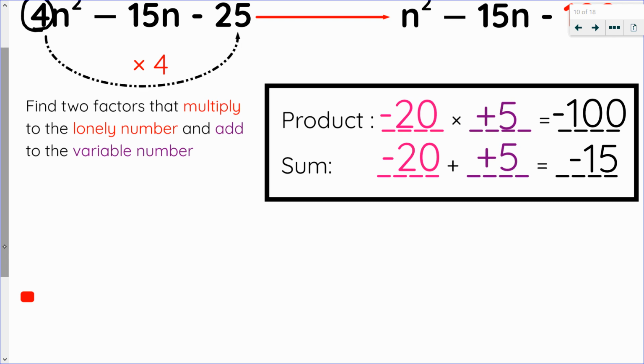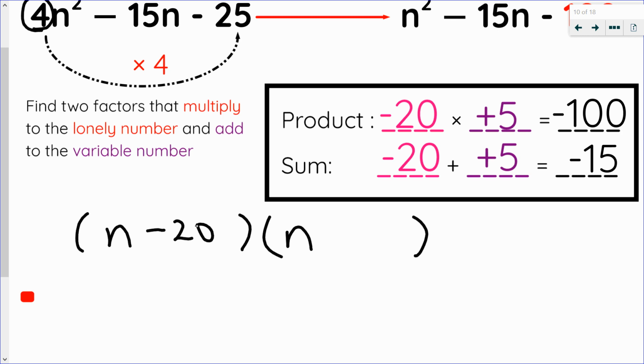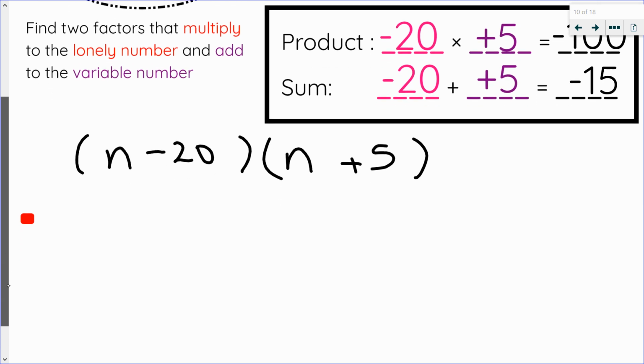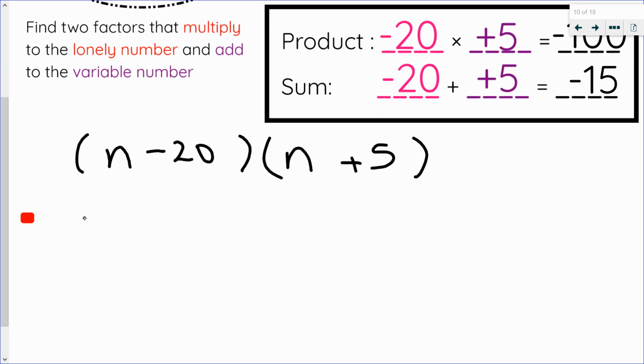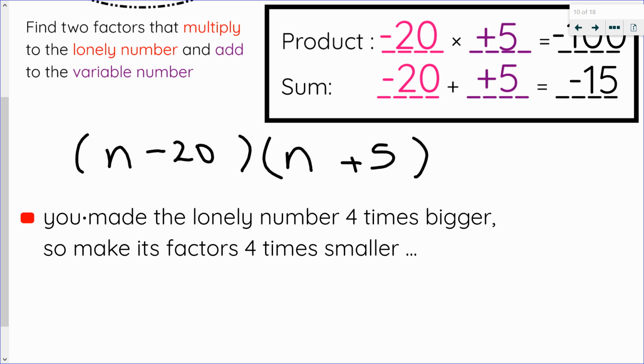So what I'm going to do is use my two sets of brackets. The only way I can get n squared is if I have n times n. And then I use my factor pairs that I just found, negative 20 and positive 5, in either order. Now, remember, our lonely number didn't start as 100. So since I made my last number 4 times bigger, I need to make the factors 4 times smaller to balance it out. So since I multiplied by 4, I need to divide by 4.